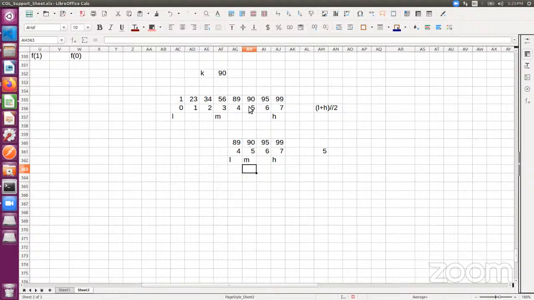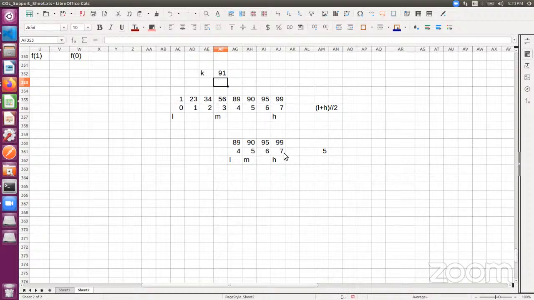Suppose I search for an element that is not at all present. So I'm searching for 91. Let's suppose my key is 91. So now what happens? First I'll check with the initial data set. Mid element is 56. I'll compare with 91. 91 is greater than 56, so I'll come to the right hand side.